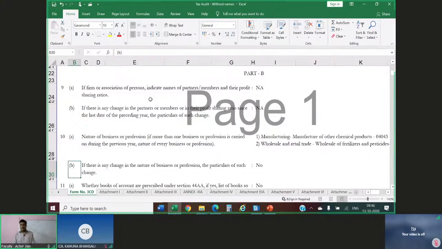It says if the firm or association of persons, indicate the names of partners or members and their profit sharing ratio. 9B says if there's a change in the partners or members or in their profit sharing ratio since the last day of the preceding year, particulars of such change.